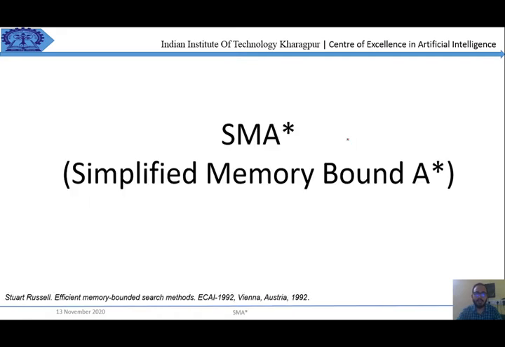The first algorithm is the SMA star algorithm, also known as simplified memory bound A star. It was proposed by Stuart Russell in 1992. Basically, the concept of keeping restricted memory during search came around 1989 in the paper called Heuristic Search in Restricted Memory. That paper was presented by Parthapratim Chakraborty, Sujoy Ghosh, Orup Acharya, and S.D. Deswarkar. And after around 3 years, the simplified version of that algorithm was proposed by Stuart Russell, which I am going to discuss.